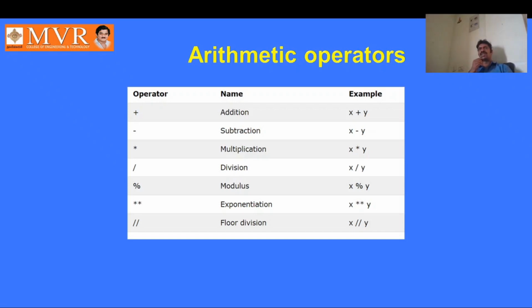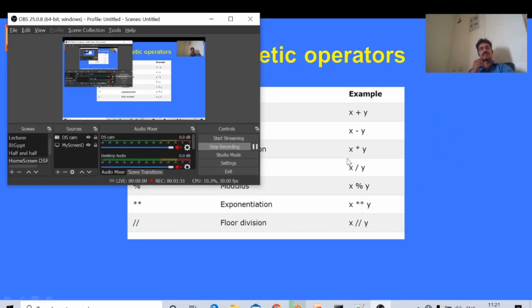Just write: arithmetic operators are used to perform arithmetic operations. The arithmetic operators used in Python programming language are plus, which is used to perform addition. Minus is used to perform subtraction. Star is used to perform multiplication. Slash is used to perform division. Percent is used to perform modulus.